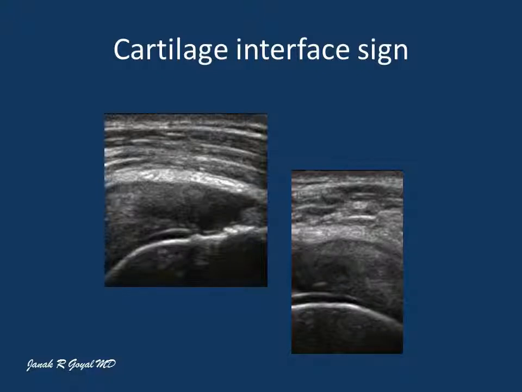Cartilage interface sign is an echogenic line above the cartilage which results from the difference in impedance between the cartilage and the fluid in the space above the cartilage. It is an indication of a large longitudinal tear in the tendon. Here is an image of a supraspinatus tendon which shows a full thickness tear with hypoechoic non-fibrillar material filling the space and creating a cartilage interface sign, a hyperechoic line between the cartilage and the fluid above the cartilage.